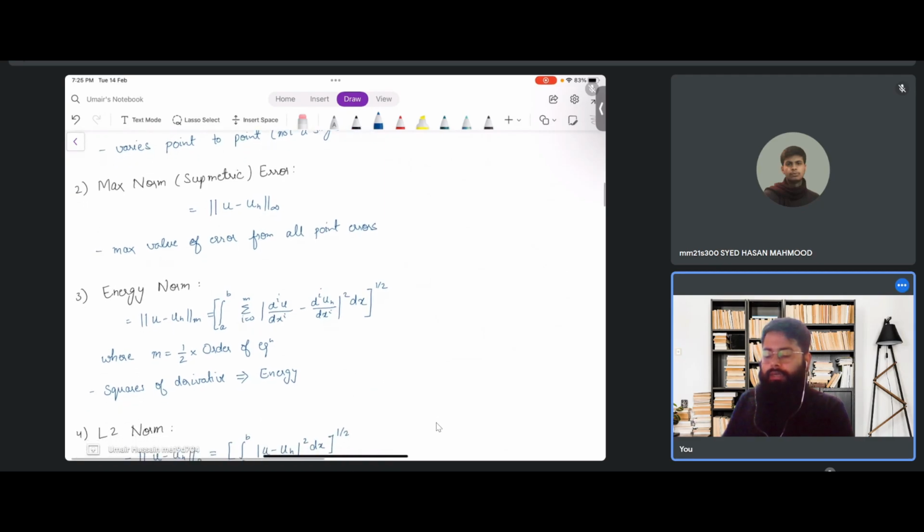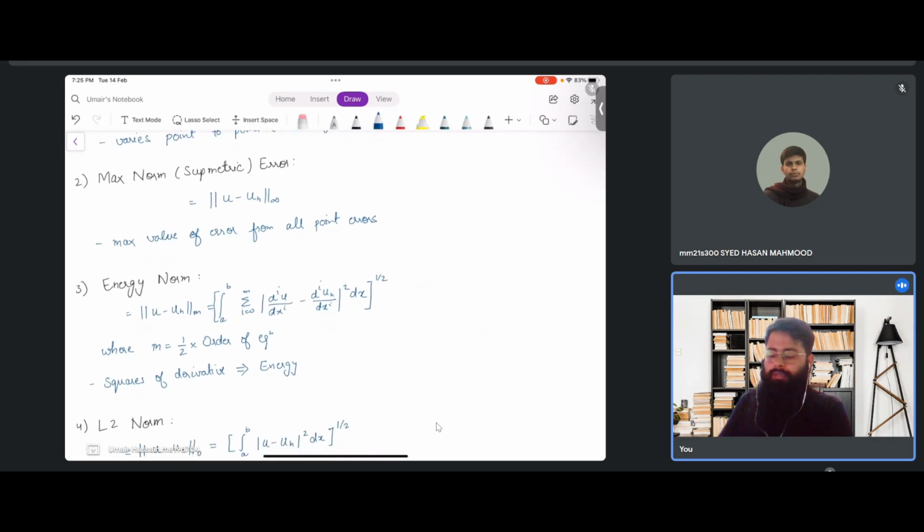Then there's another interesting way to define the error throughout the entire domain by a single value, which is known as the energy norm error. This is defined by this integral statement. It is basically the difference of the derivatives squared, integrated over the whole domain, of the FEM solution and the exact solution.